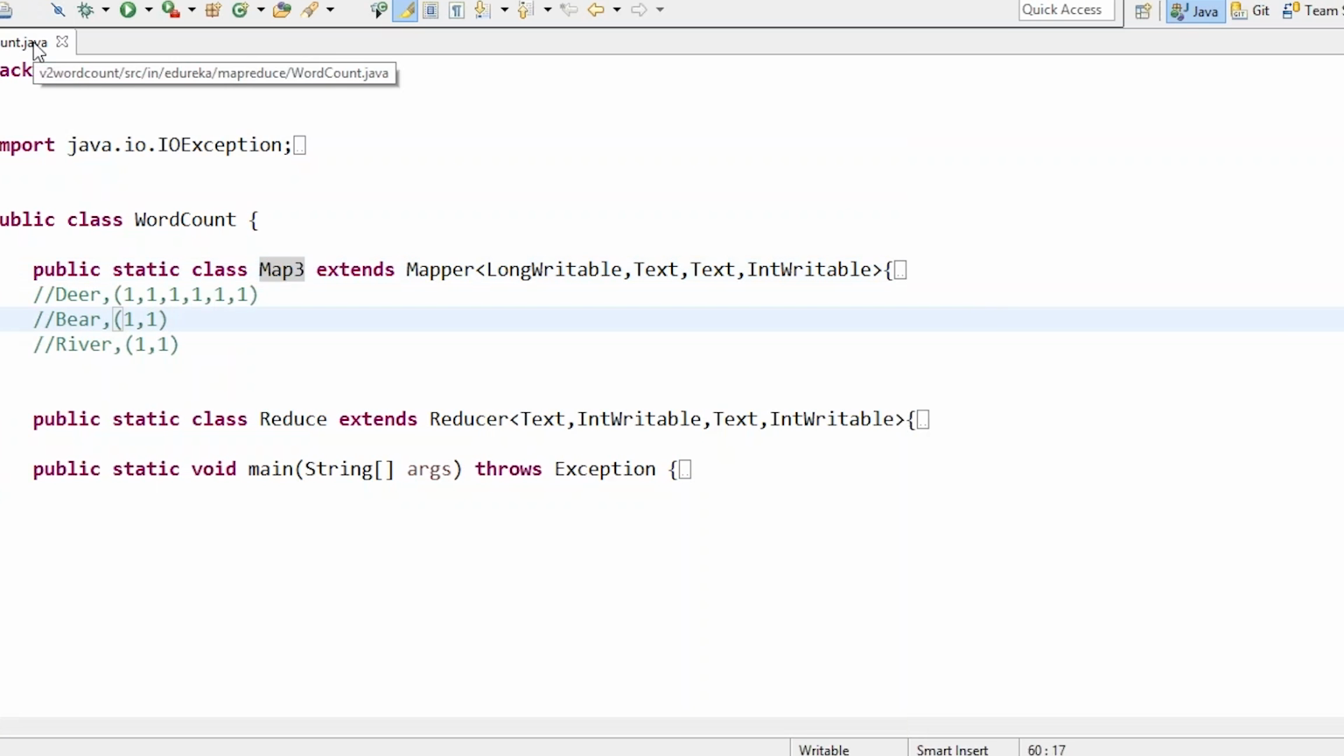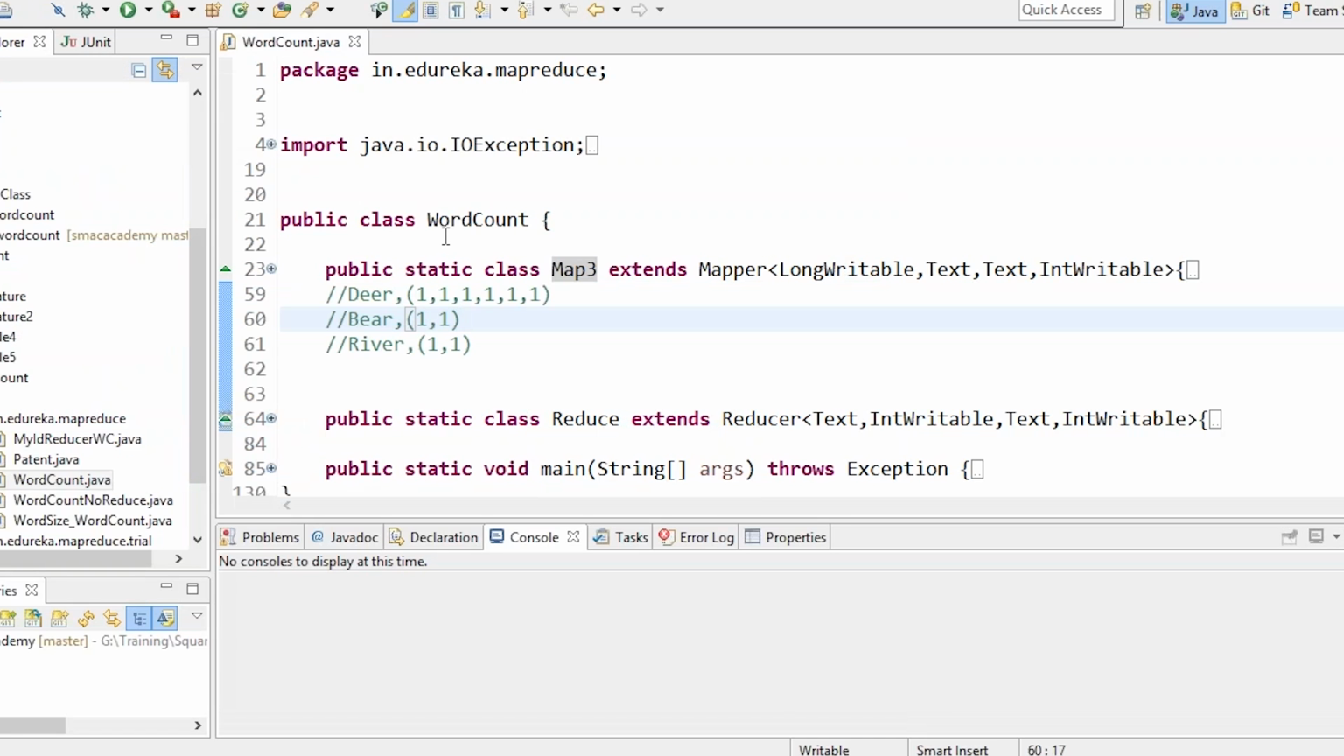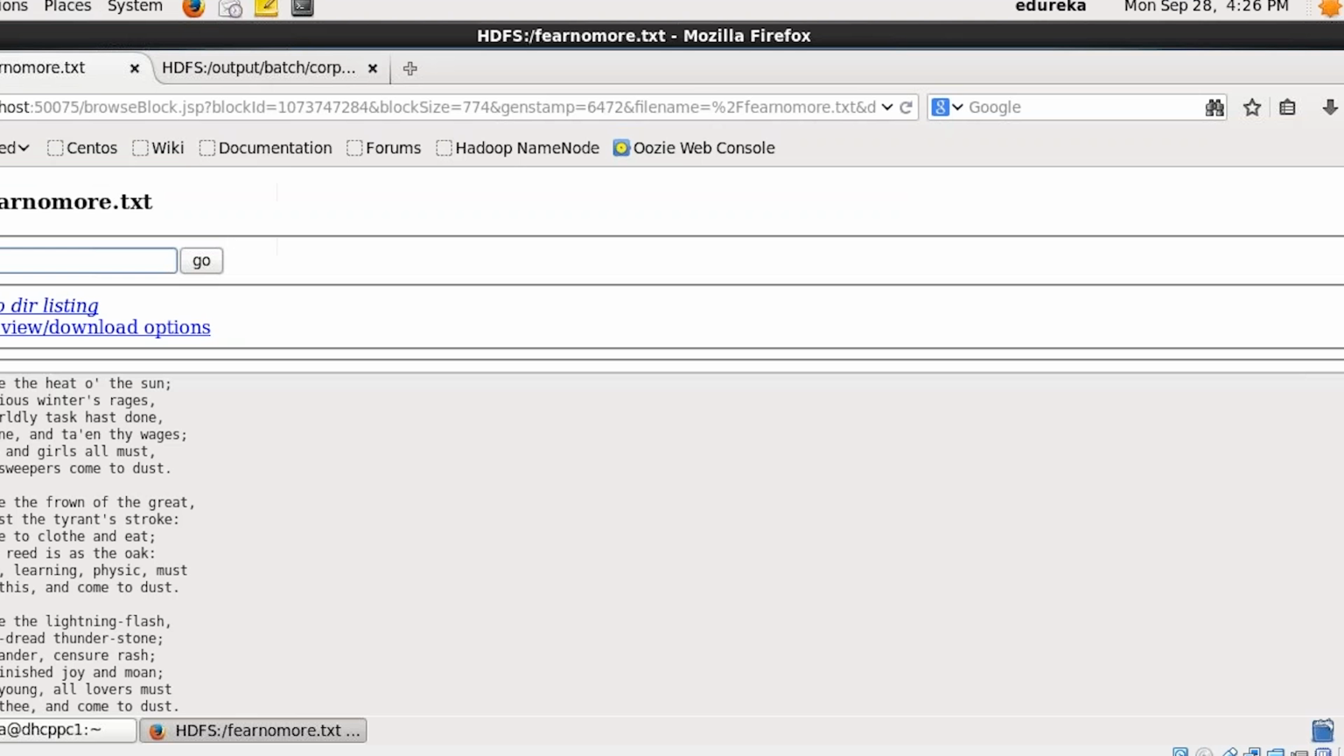I will take it and make it as a jar file. Then I'll give it to the Hadoop cluster, saying use this particular logic, this particular program, to process the file that I have here in the VM, fearnomore.txt. How to bring this file into the Hadoop distributed file system, we will learn later. But now assume the file already exists within HDFS.